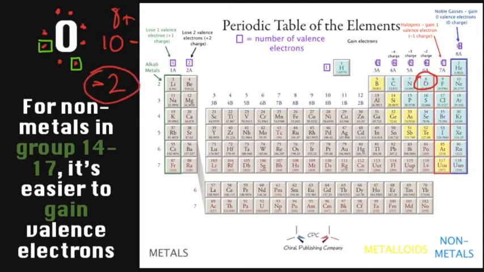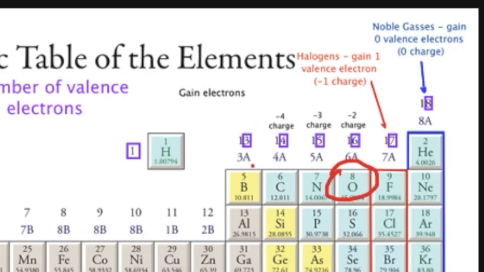And so you'll see over here, all of these group 16 elements are going to tend to take on a -2 charge because they want 2 more valence electrons, and if they got those 2 more valence electrons, they would take on a -2 charge. All right, so all of these guys over here in groups 14, 15, 16, 17, all of them will take on a negative charge because it's easier for them to gain electrons than to lose 4.